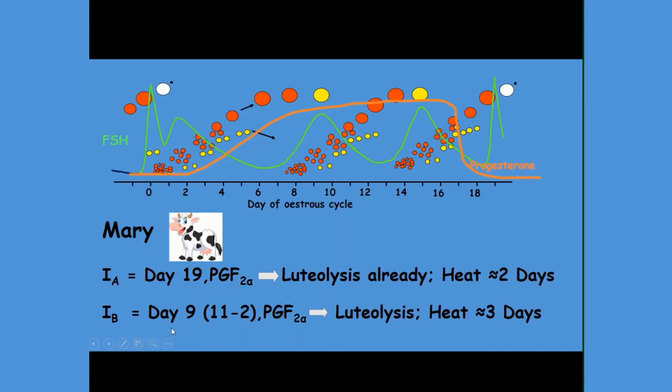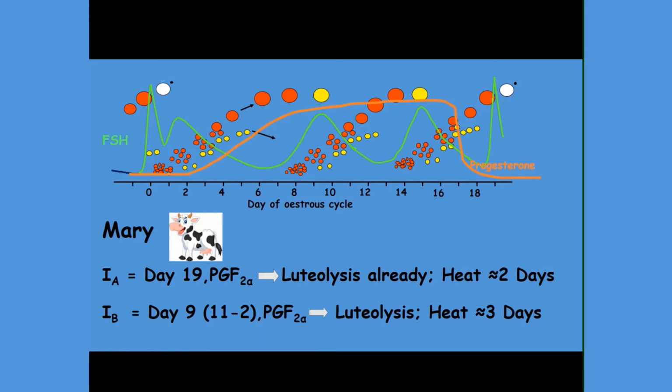Okay. Mary is on her day 19. She has already undergone natural luteolysis. All right, so nothing we do is going to stop her from ovulating that dominant follicle. Because she's on day 19, it's imminent. She will take 2 days to ovulate. So therefore, 2 days to restart her cycle, to get to day 0 of the second cycle.